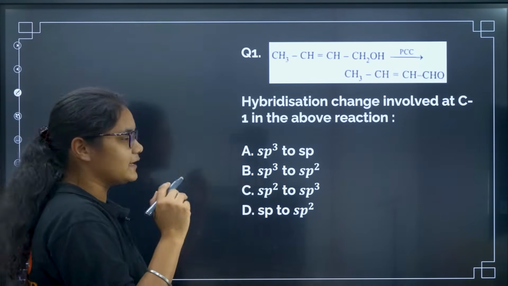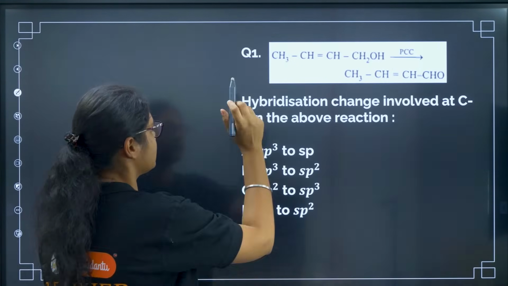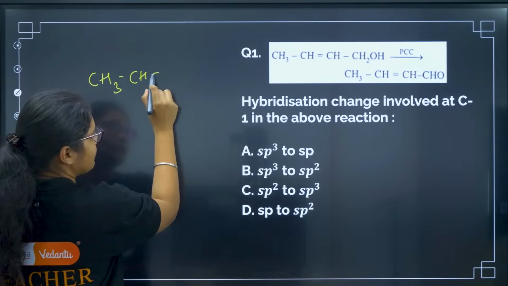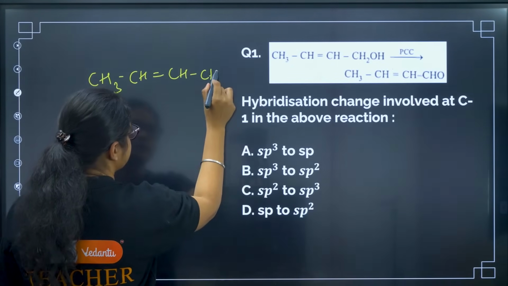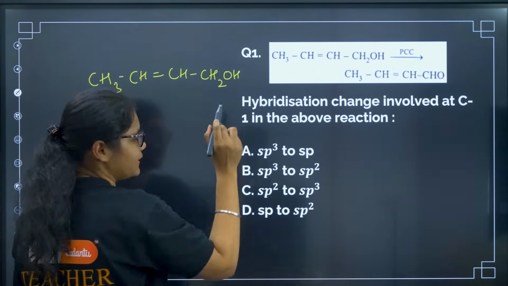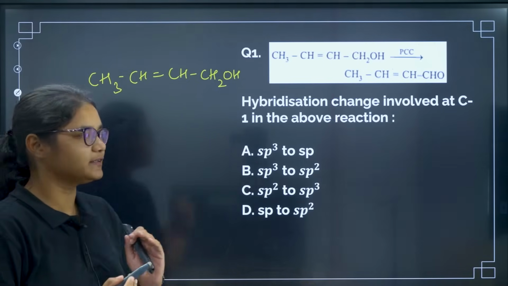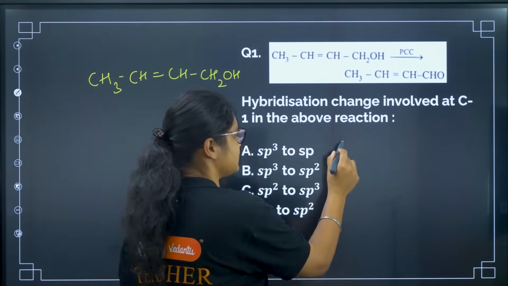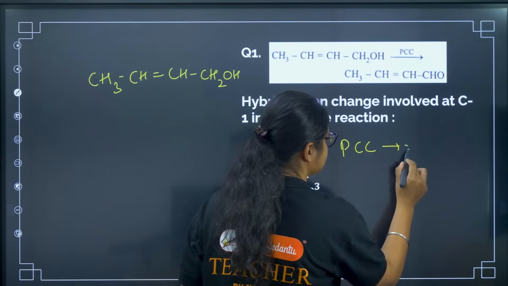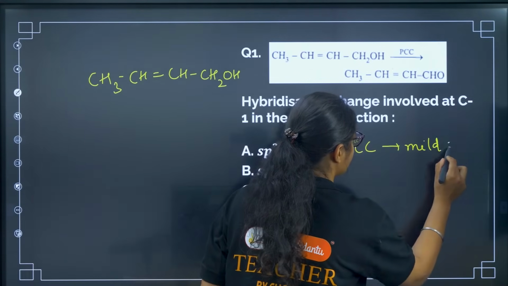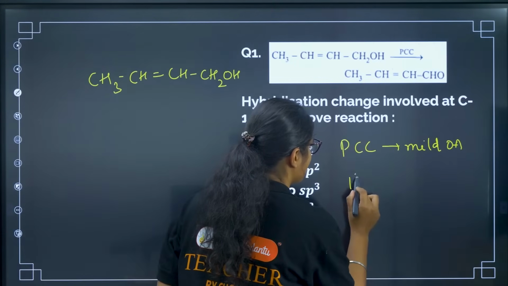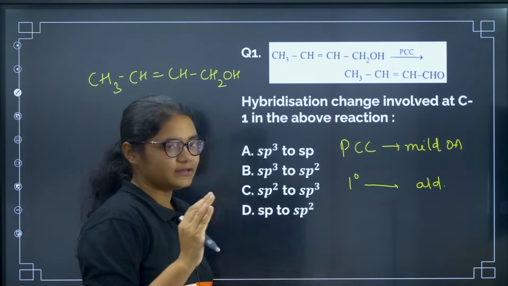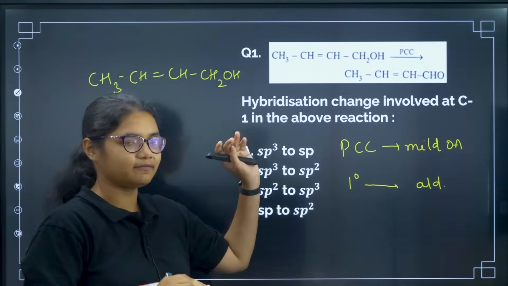This is a reaction based question where we have CH3CH=CH-CH2OH. I'll also be telling you the reagents, so we can revise the reagents once here. PCC is the reagent given, and you might know that PCC is a mild oxidizing agent. What does it do? It converts primary alcohols to aldehydes. So the question here is not about the reaction, the product is already given.